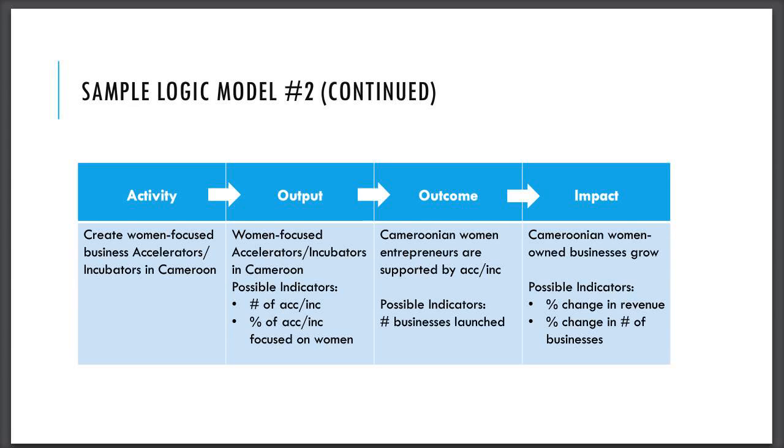And then an outcome of that activity, again, outcomes are the measurable improvements or accomplishments at the beneficiary level. Could be that Cameroonian women entrepreneurs are supported by these accelerators and incubators. So not only in the output do these accelerators and incubators exist and they launch and they are focused on women in Cameroon, but on the outcome side, they actually support the women-owned businesses that they say that they're going to support. And the way you could measure that, some possible indicators could be the number of Cameroonian women-owned businesses launched. And so that would measure how successful the accelerators or the incubators were.